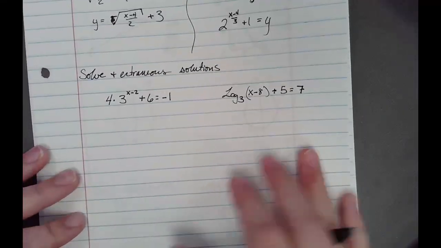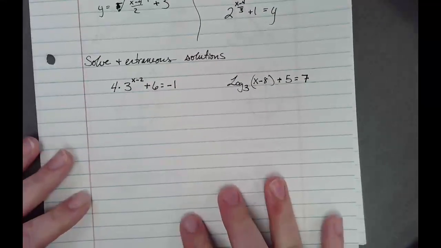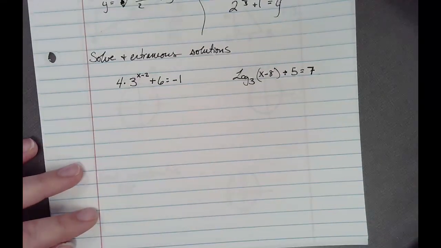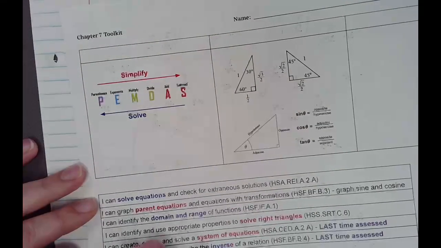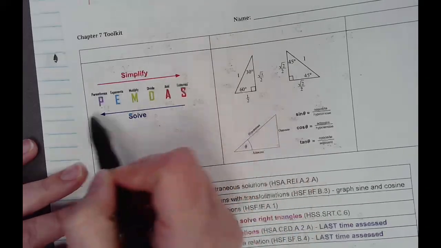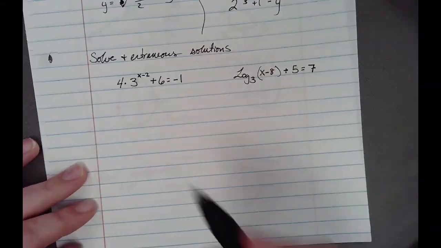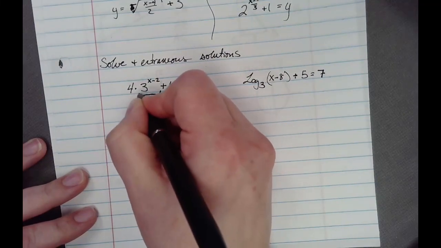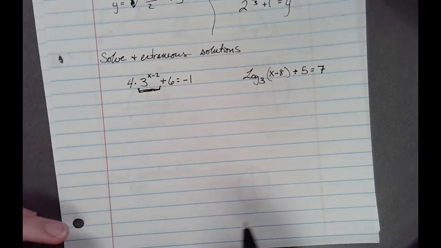I'm going to move on to solving with an extraneous solution. This is going to be a situation where you're asked to solve for x, just finding your x value. Again, since we're solving, we're going to be following our order of operations backwards. So we're going to go SADMEP, is how I always say that. Starting here, since this is a log or an exponential, I need to get everything outside of the log or the exponential, in this case an exponential, to the other side first.